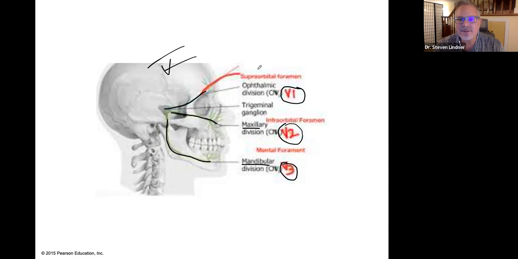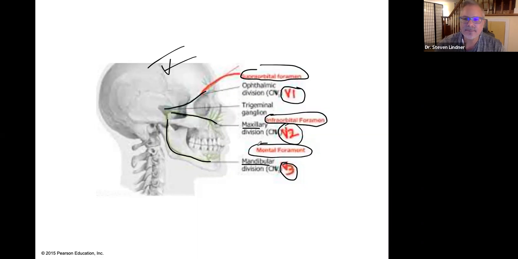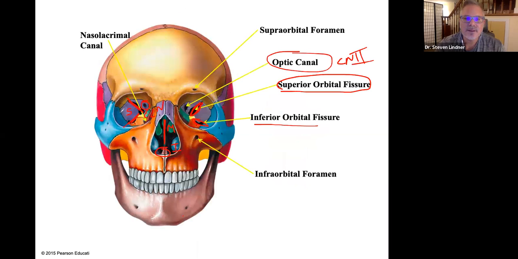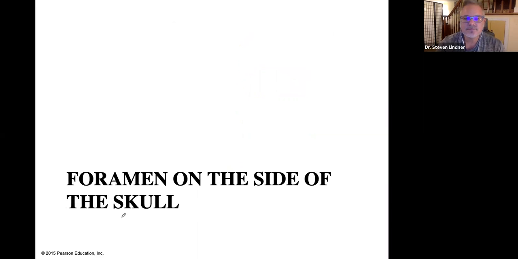So the ophthalmic division goes through that supraorbital foramen. The maxillary division goes through the infraorbital foramen. And then the third division going to the mandible goes through the mental foramen. So that's going to be here, here, and here. V1, V2, and V3. The V again is for trigeminal nerve, cranial nerve number 5.